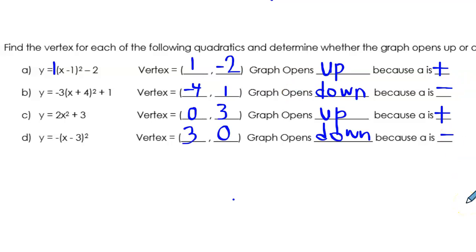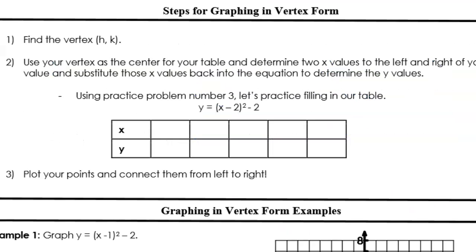Let me give you a second to look at that before we move forward. Of course, you can pause the video, take a screenshot of it, or whatever you want to do if that would help you. Step 1, find the vertex. We've got to find a point that we start from on the graph, and that's always our vertex. Step 2, we use our vertex as the center for our table. So we're going to make a table like this, with possible x values and the resulting y values. Put the vertex in the center. Here's the center of our table.